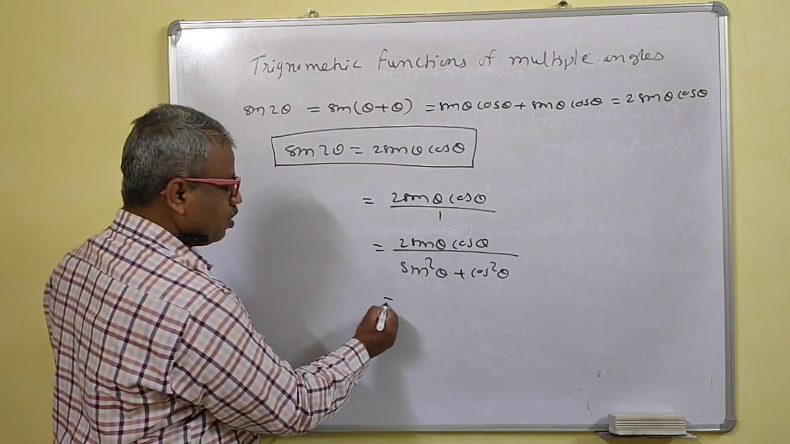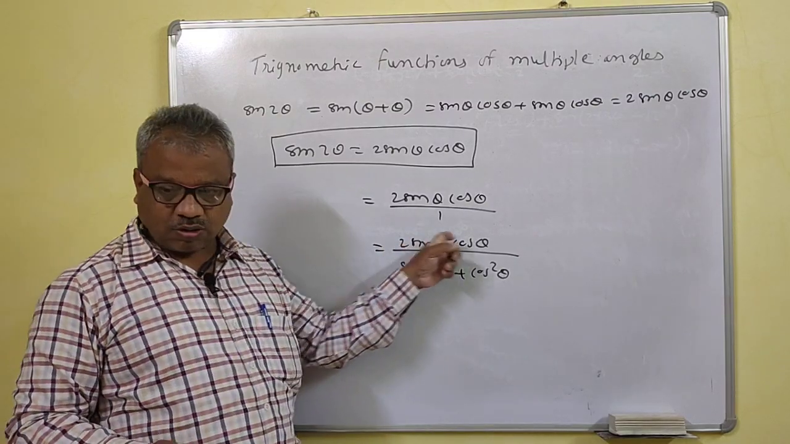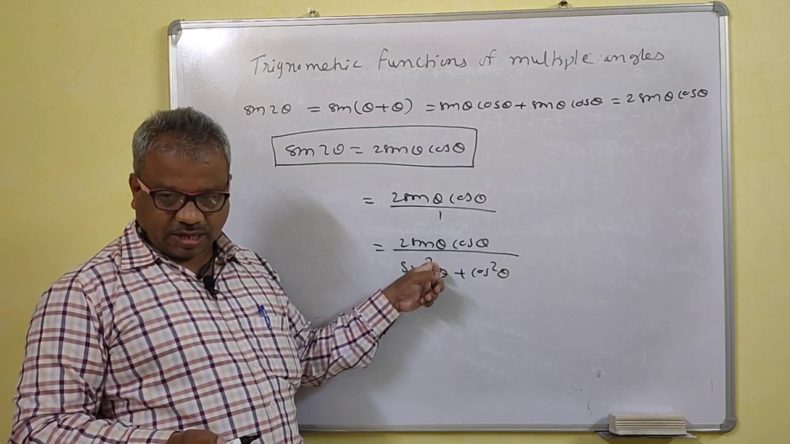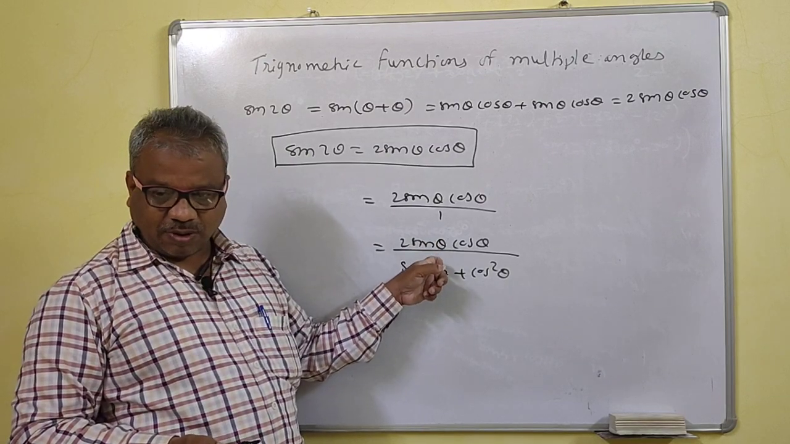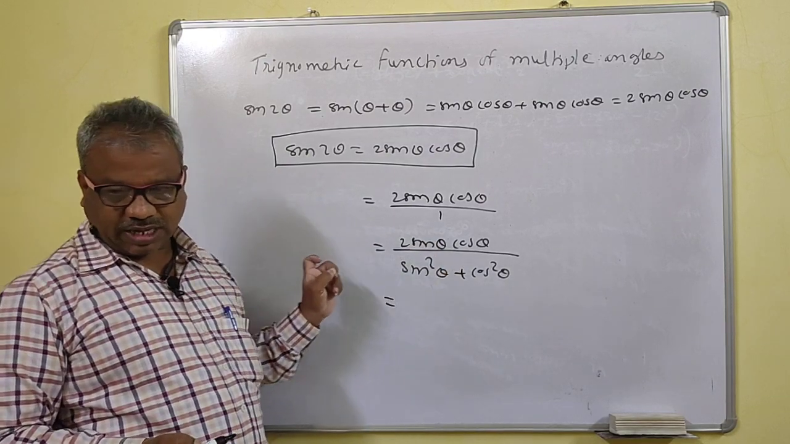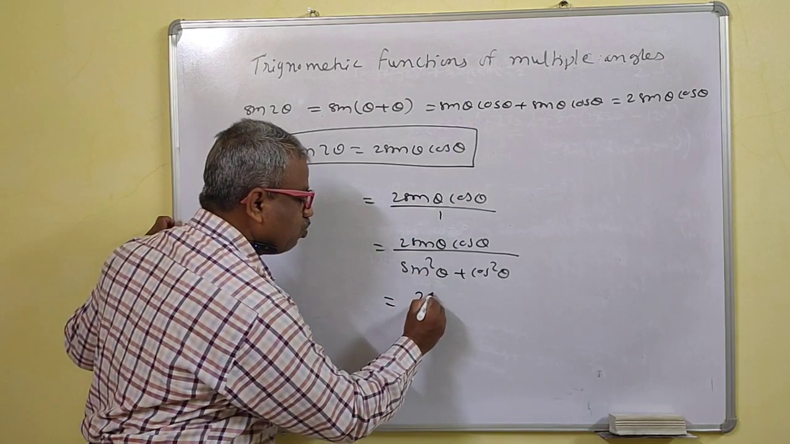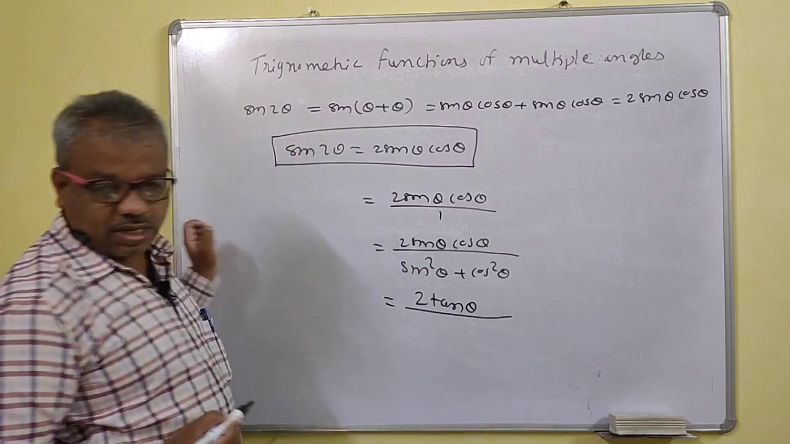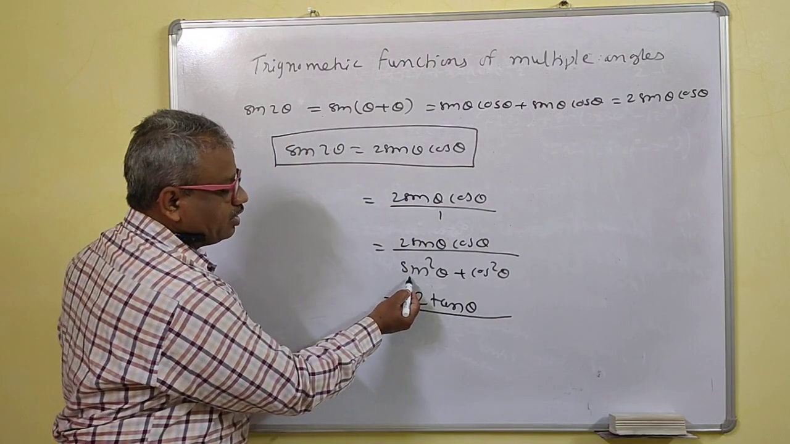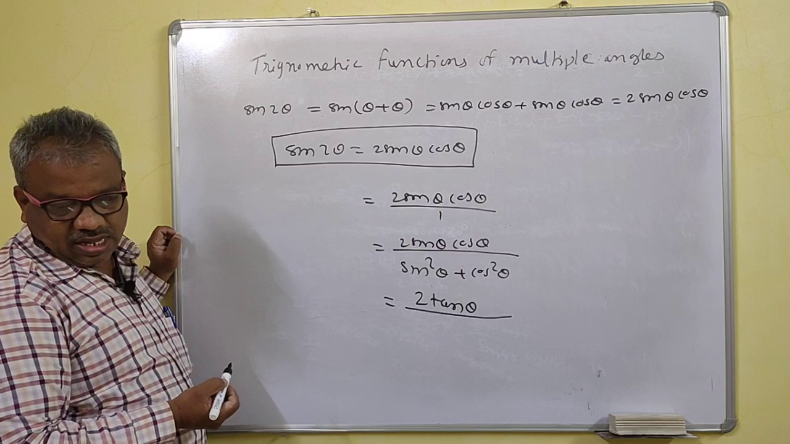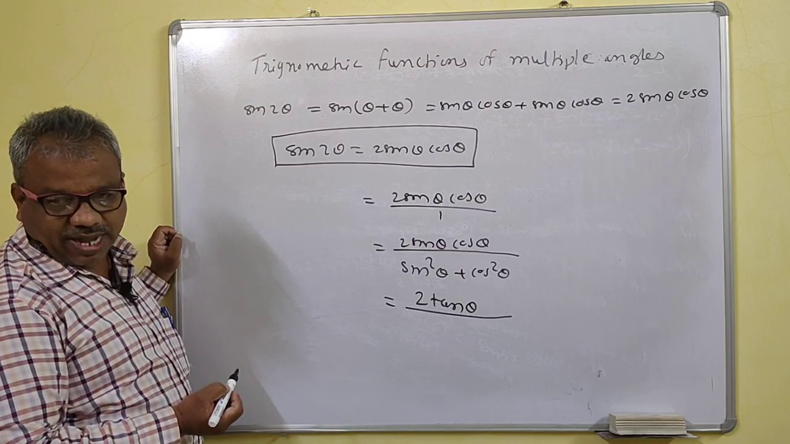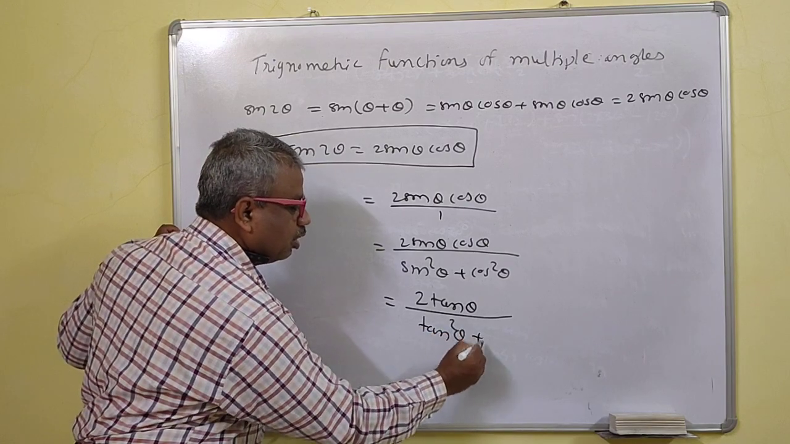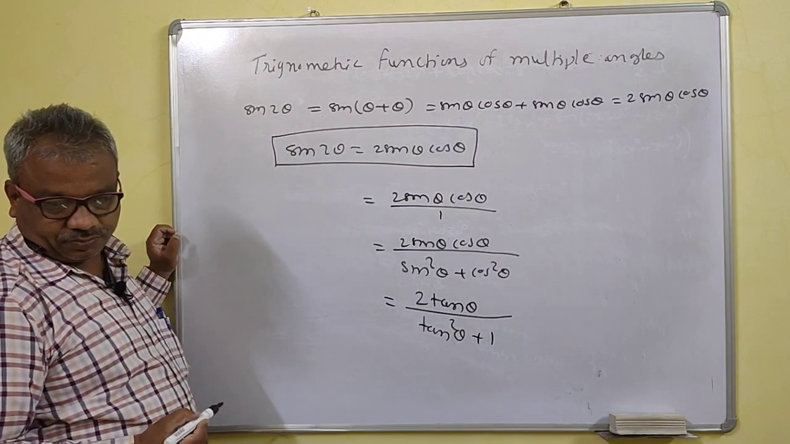So if you divide the numerator by cos square theta, one cos gets cancelled, so one cos remains at the denominator, and we get sine upon cos, which is tan. So your numerator is tan theta. Now in the denominator, sine square theta upon cos square theta is tan square theta, and the other term is 1.